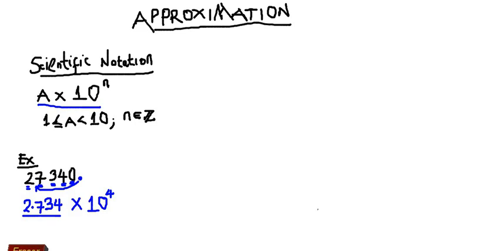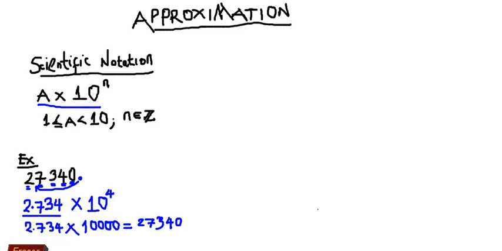27,340. In other words, when we multiply 2.734 times 10,000, which means 1 and the 4 place values, we'll still have our number 27,340. So we have not lost the value of the number when we write it in scientific notation.